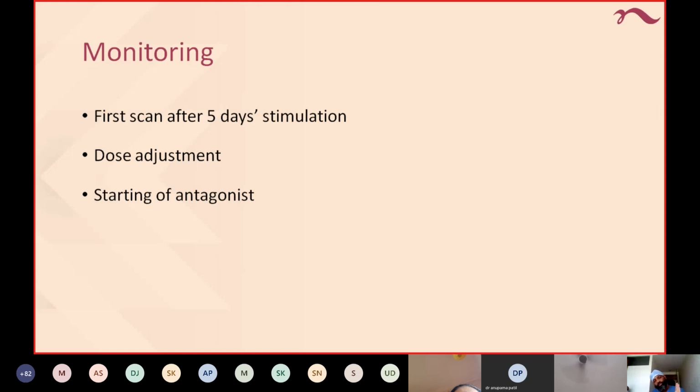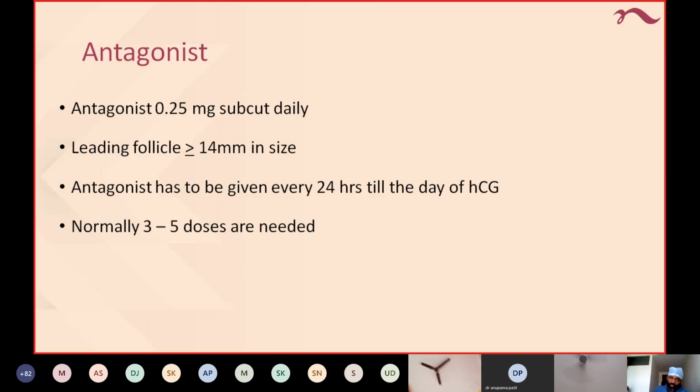If the follicle has reached the 12 millimeter to 14 millimeter range, think of starting an antagonist so that there is no premature LH surge. Antagonist, generally we start 0.25 milligrams subcutaneous. Generally brands are Cetrorelix, Ganirelix, you must have heard these injections. So these are the antagonist brands which are going to be 0.25 milligram. And when the leading follicle is 14 millimeter or more, we have to start. 12 to 14 millimeter is the range where you can think of starting.